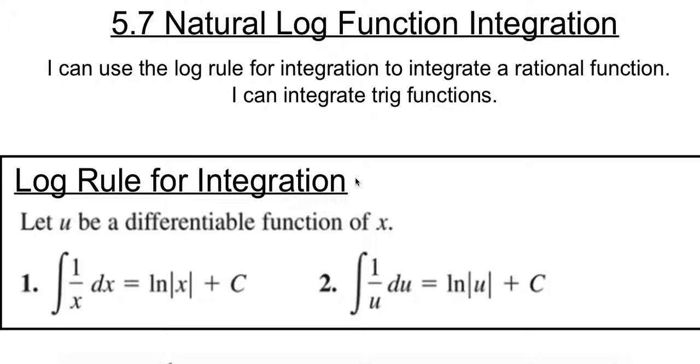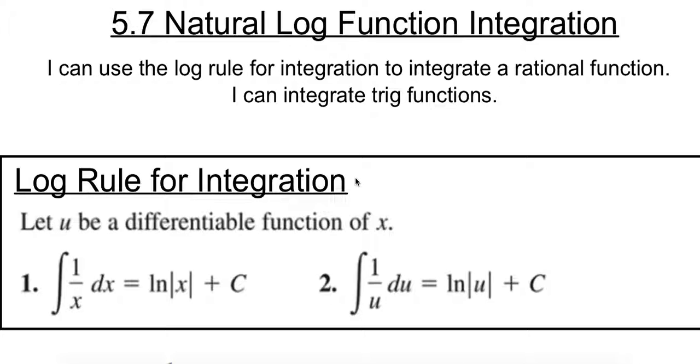Lesson 5.7 looks a little bit more in depth at our natural log functions and how we can use u substitution along with integrating with natural logs. So you already know that the antiderivative of 1 over x is the natural log of the absolute value of x. The absolute value is just because we can't take the natural log of a negative number. So that's why the absolute value is there, plus c.